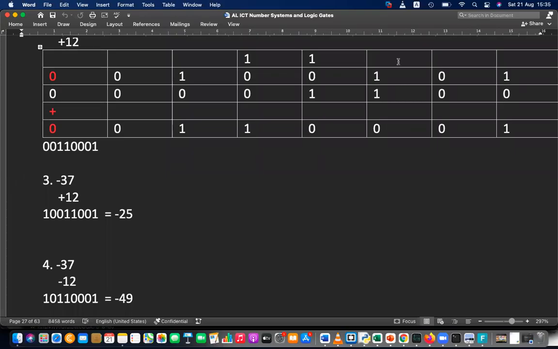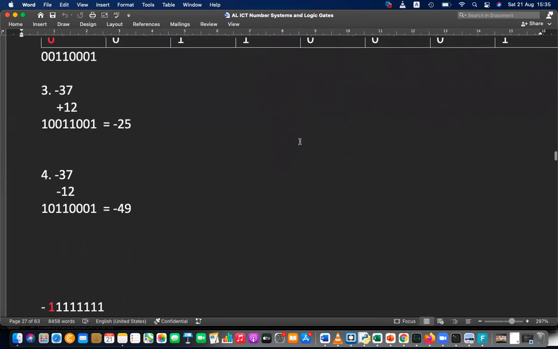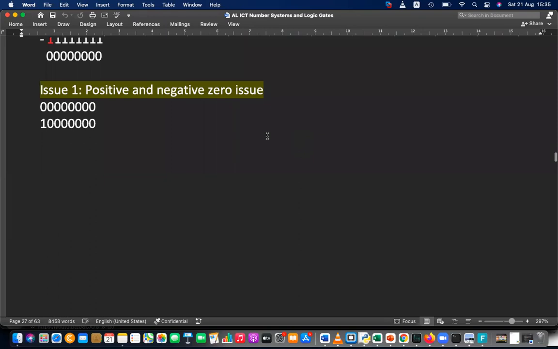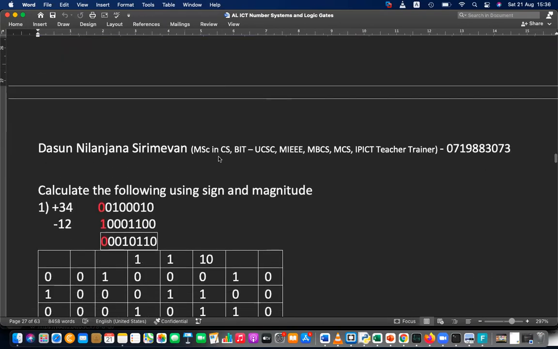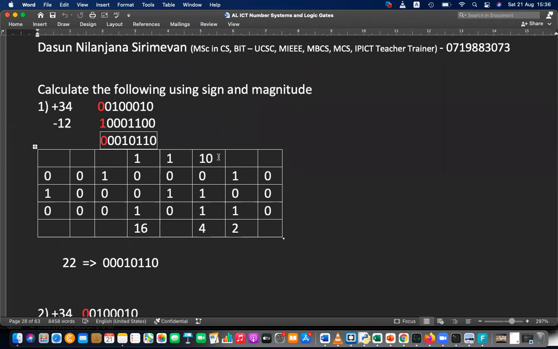Right. So in the number representation, integer representation, the first method was sign and magnitude, but it has some errors. One issue is positive and negative 0. The second issue was the subtraction issue. If you want to subtract something, and there's a positive and negative number, you have to subtract the smaller number from the bigger number. So that issue was also there.